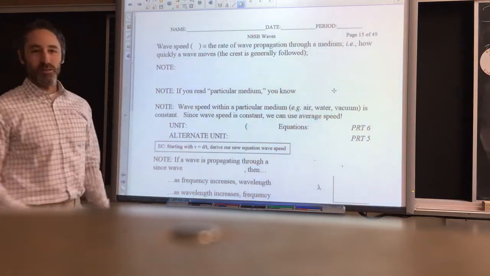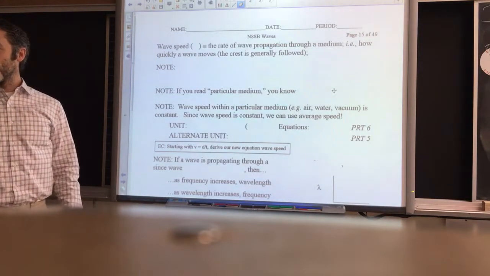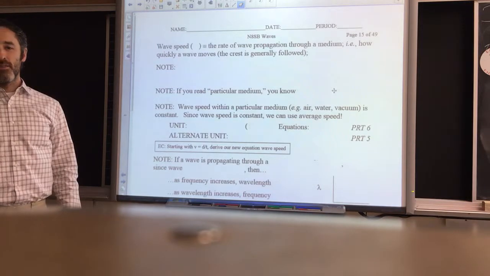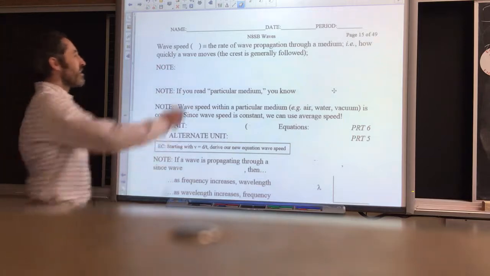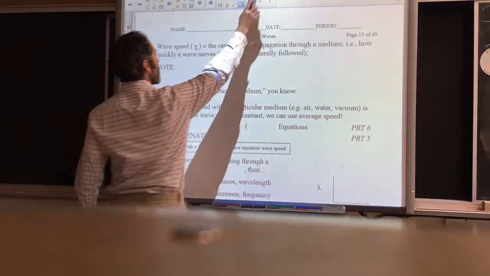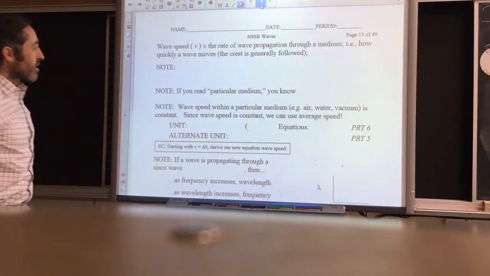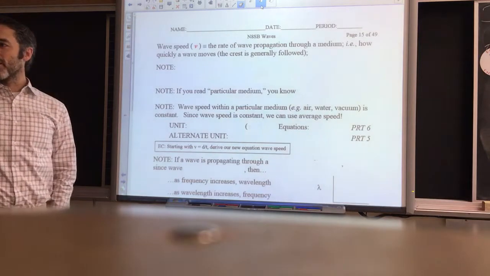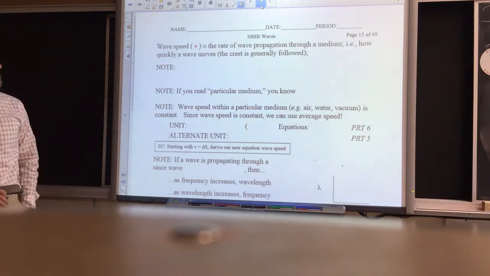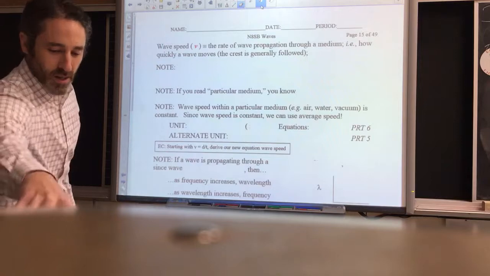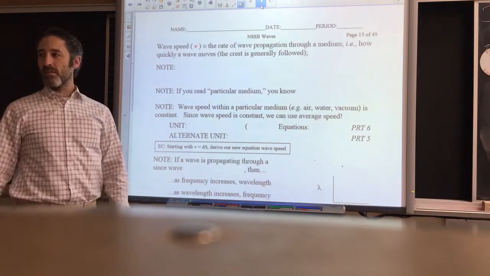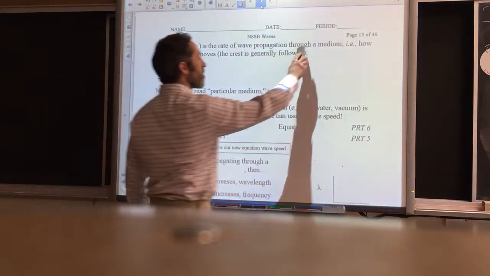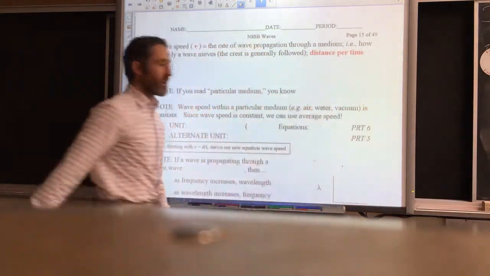All right, wave speed. What's the symbol? Don't all jump at once. It's the speed. V. You know what speed is. Anyway, there's a three-word definition we can use for wave speed. It's the very first equation you learned. Do you remember it on PRT 6, the very first equation? Yeah, so your three-word definition right here is distance per time.